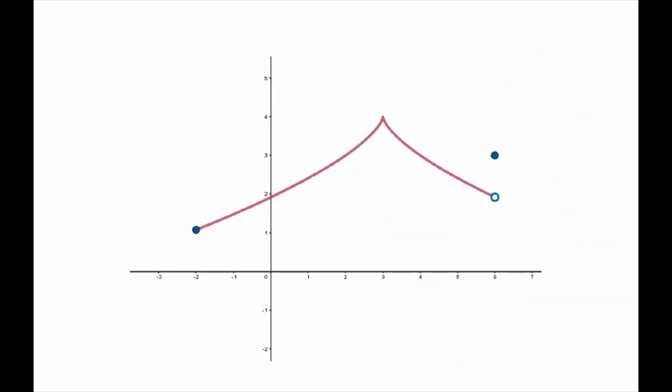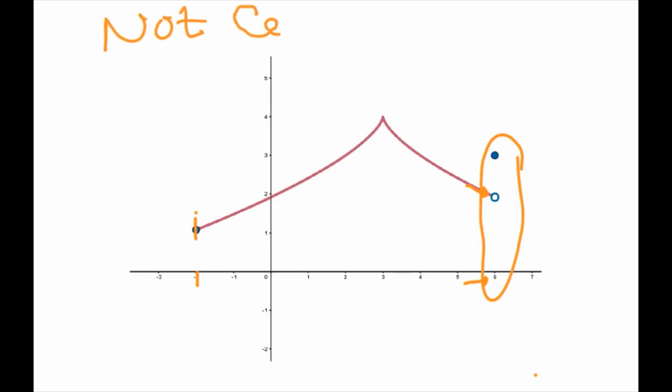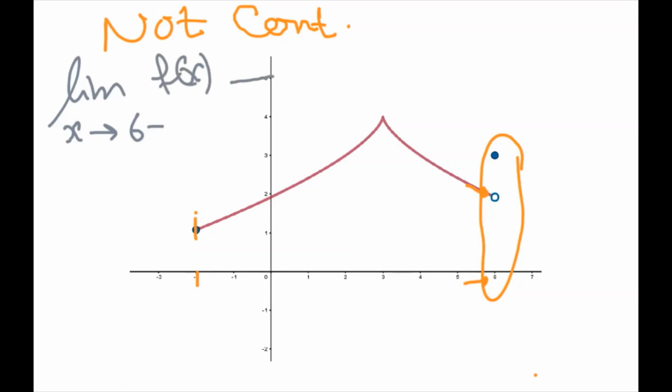Okay. Now in this case, we're studying the continuity from -2 all the way to 6. So by looking at 6, what is the problem here? The limit from the left side exists, but f(6) does not equal the limit from the left, so we can say it's not continuous. And the reason is that the limit of the function as x approaches 6 from the left side does not equal f(6).